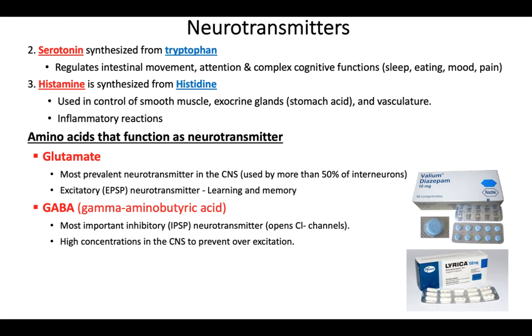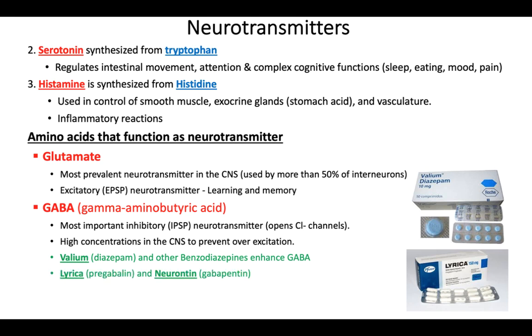What's interesting about GABA is there are a lot of medications that enhance GABA. So Valium and other benzodiazepines enhance GABA. They're going to be nervous system inhibitors. Valium is often given for anxiety. It also helps you sleep by inhibiting the nervous system.